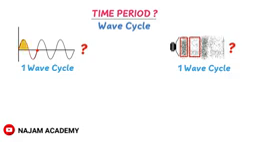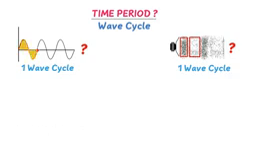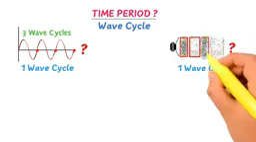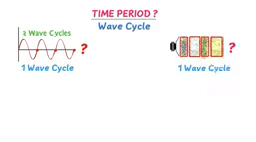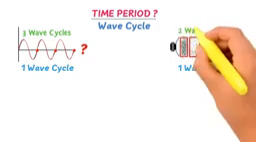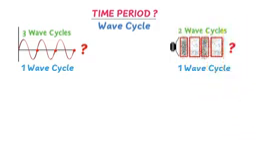Well, this crest and trough make one wave cycle. This crest and trough make another wave cycle. And this crest and trough also make another wave cycle. So there are 3 wave cycles or 3 oscillations in this transverse wave motion. Here, this compression and rarefaction make one wave cycle, and this compression and rarefaction make another wave cycle. So there are 2 wave cycles or 2 oscillations in this longitudinal wave motion.